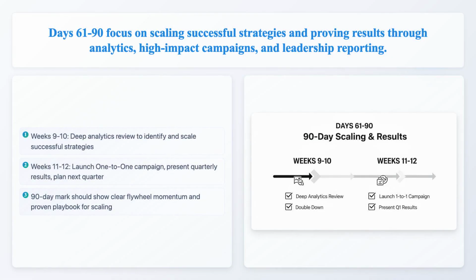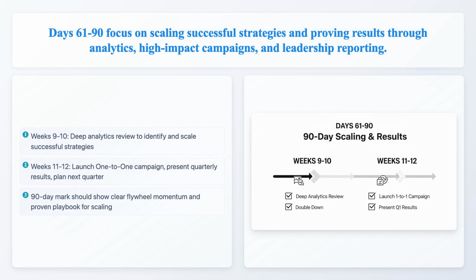Days 61-90 focus on scaling what works and proving results. Week 9-10, conduct a deep analytics review. Which campaigns, content, and accounts are driving the best results? Double down on successful strategies and eliminate or redesign underperforming elements.